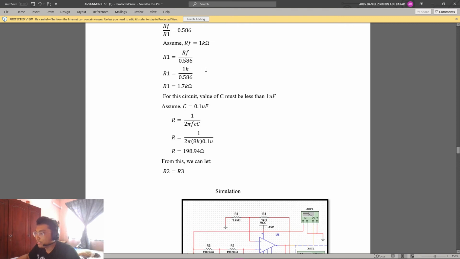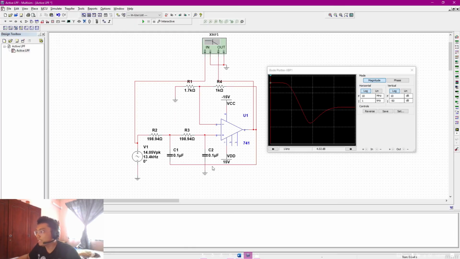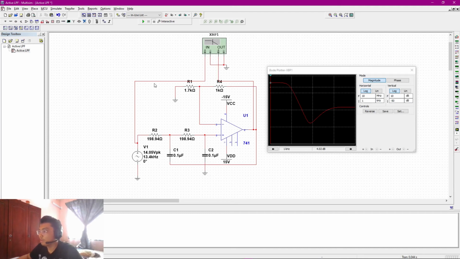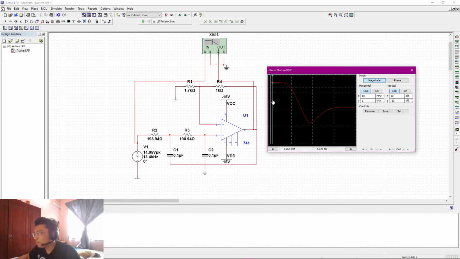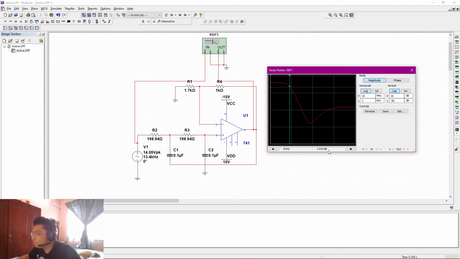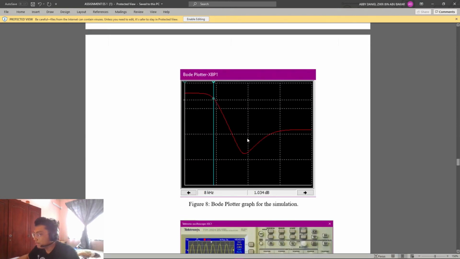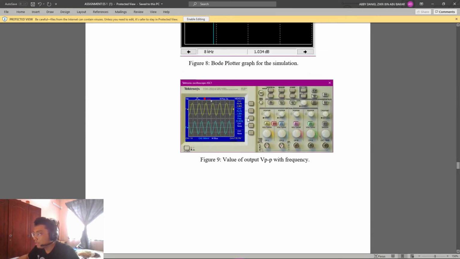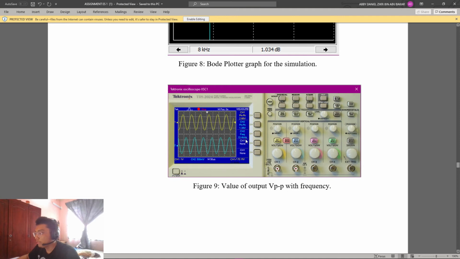From the value that I have calculated, I can finally complete the circuit, and this will be my final circuit for the low pass filter. If I run it here, I'm using the Bode plotter as my output, and from this I just need to find the magnitude at the cutoff frequency, which is 8K. The output of the circuit equals 1.39 volts peak to peak, and this will be my output frequency, which is 13.4 kilohertz.